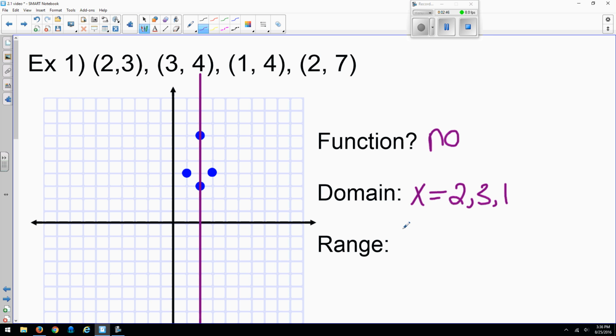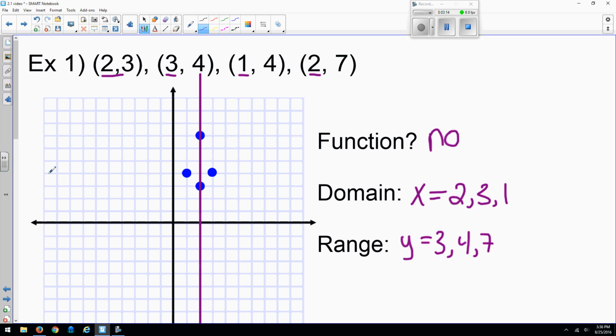So then the range, we're just looking at the y values. Again, we don't have to repeat anything. We don't have to say it twice. So I'm just going to write out the y values in this range, and that would be 3, 4, and 7. And so just to remind you again, if we're determining whether or not it's a function, all you're doing is paying attention to the x values. And if anything repeats, it's not a function.